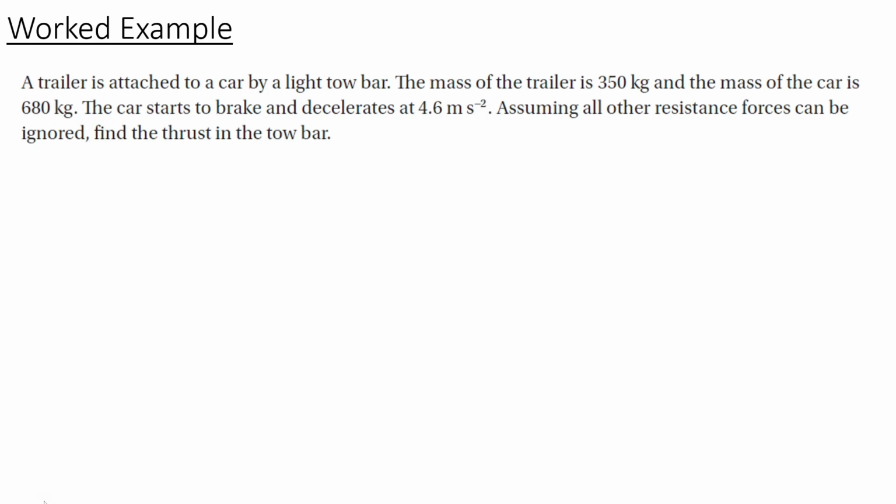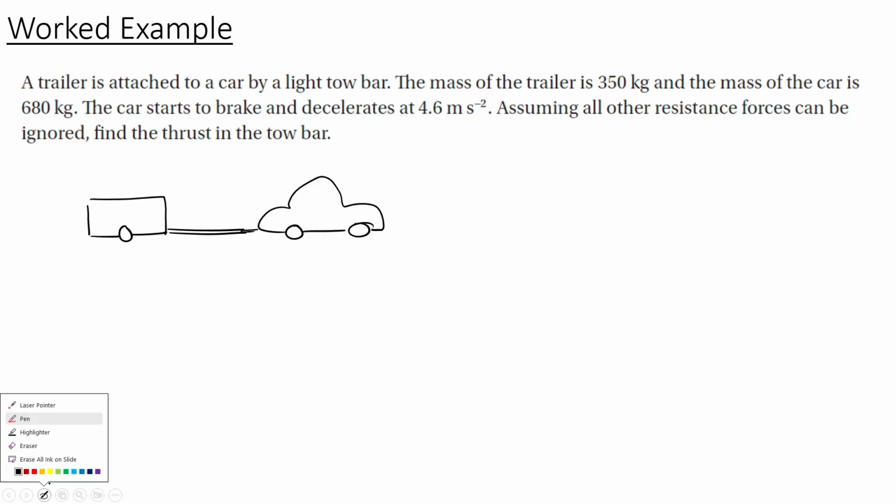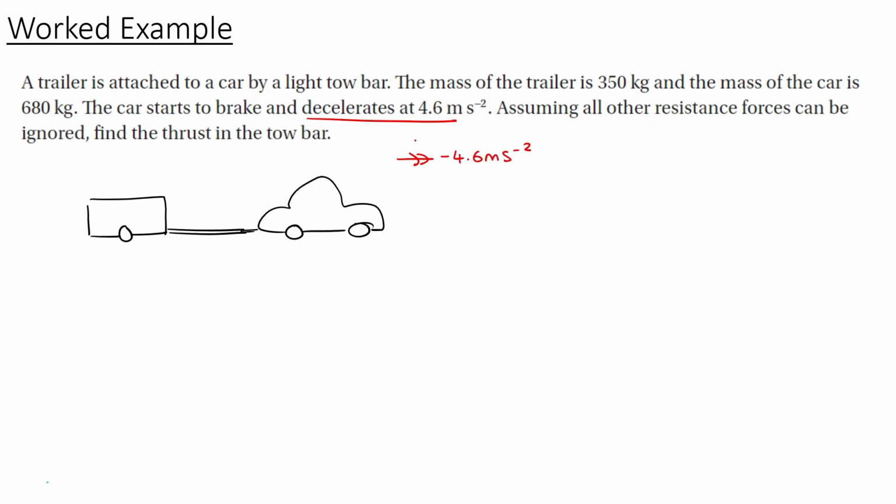So the first thing we want to do here is to draw our diagram. So let's first start by drawing our trailer, then we draw our tow bar, and then we draw our car. Now from this, what we want to do is label each of the forces that we can see. Now in terms of the driving force, we know that acceleration is going here, and the fact that it's decelerating means that the acceleration is going to be minus 4.6 meters per second squared. So it's going to be minus as it's decelerating.